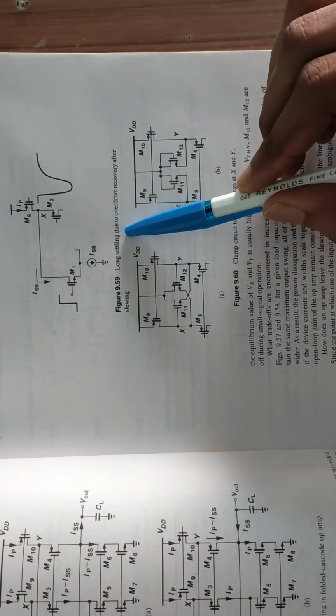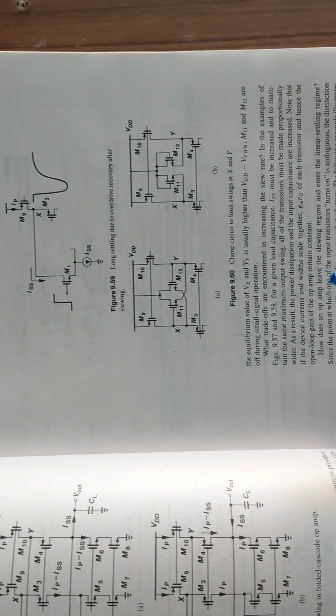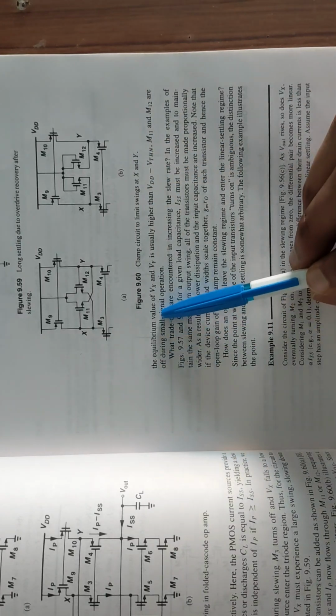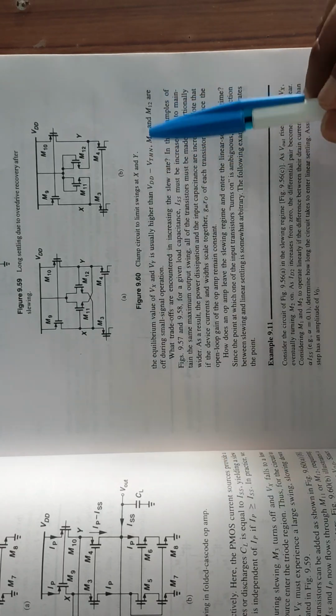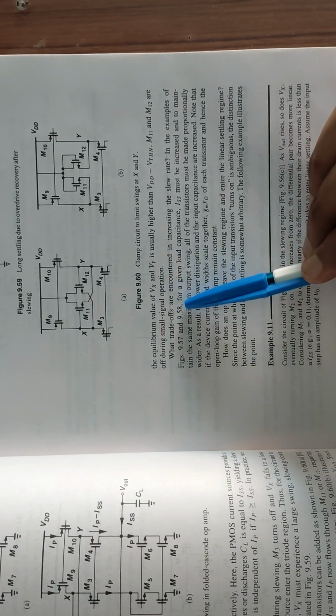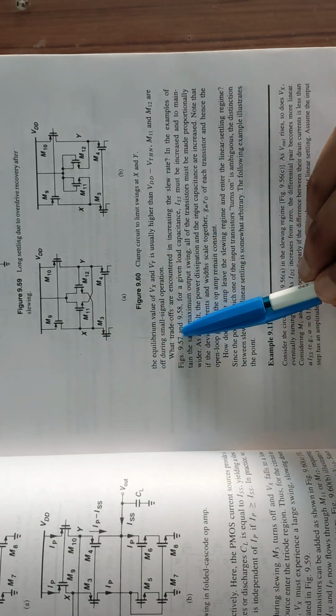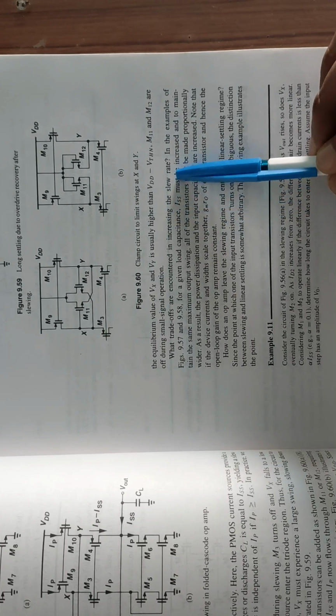Figure: long settling due to the overdrive recovery after skewing. Clamp circuit to limit swings at X and Y. The equilibrium value of X and Y is usually higher than VDD minus VTH, and M11 and M12 are off during small signal operation. What trade-offs are encountered in increasing the slew rate?